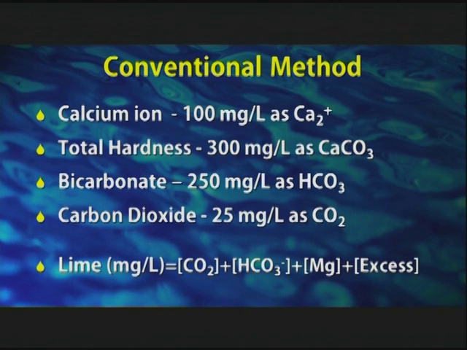The lime concentration in milligrams per liter that you need to add is the concentration of carbon dioxide plus the concentration of bicarbonate plus the concentration of magnesium plus any excess that you're adding. Now if we look at the example that we have here, we can tell that each of these constituents is there except for the magnesium. And there's an assumption, since we know calcium ion, that the remaining hardness is in fact magnesium.